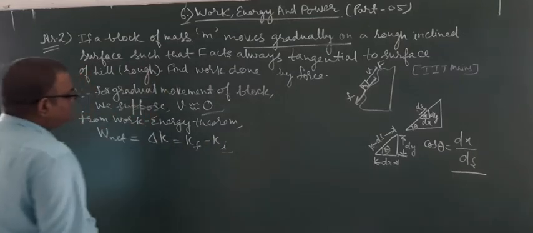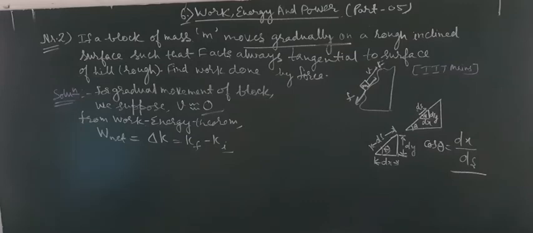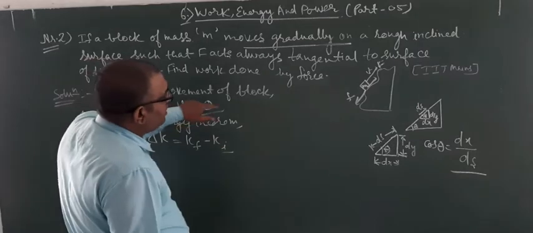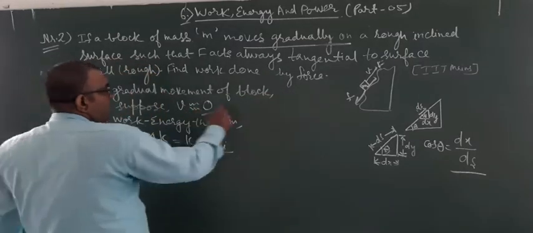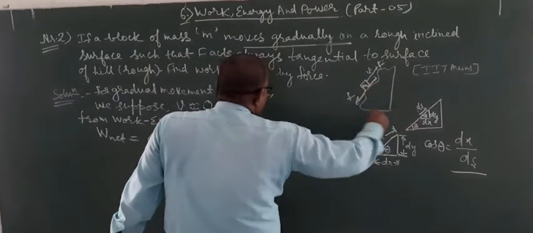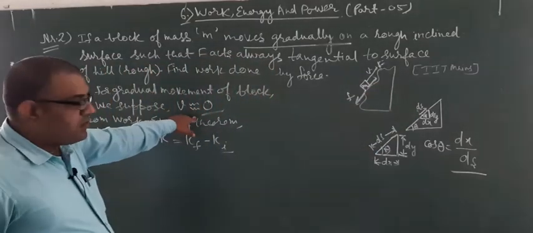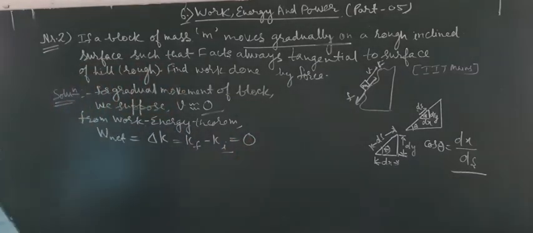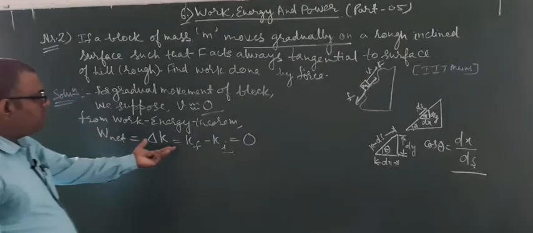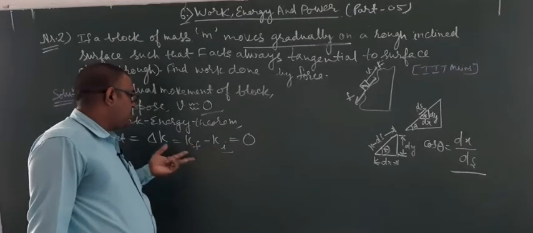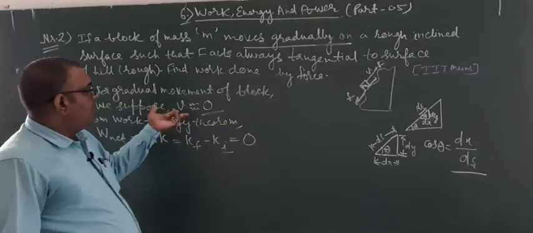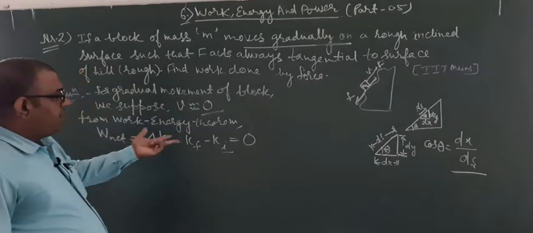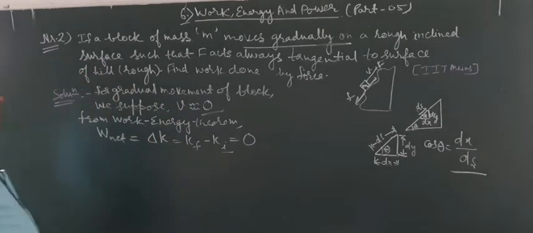And here it is written that the change in velocity is 0 for gradual movement. For a small distance we had supposed the velocity is equal to 0. So for that small interval the net work done is 0, because the final kinetic energy is the same as the initial kinetic energy, that is delta K is equal to 0, because V is 0. So net work done is equal to 0.